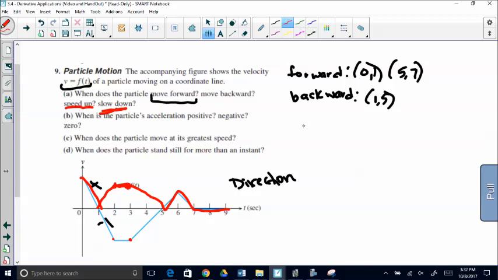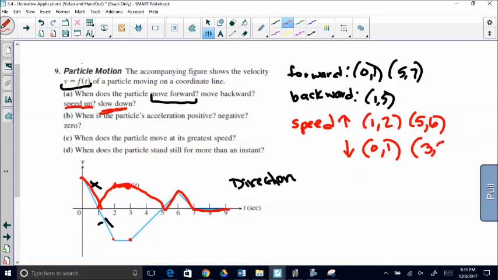So anyway, it's speeding up when it's going up. So it's speeding up from 1 to 2. It's speeding up from 5 to 6. So whenever the speed function is going up. Now it's slowing down. When is it going down? From 0 to 1. And it's going down from 3 to 5. And it looks like it's also going down from 6 to 7. So those are all the down ones.